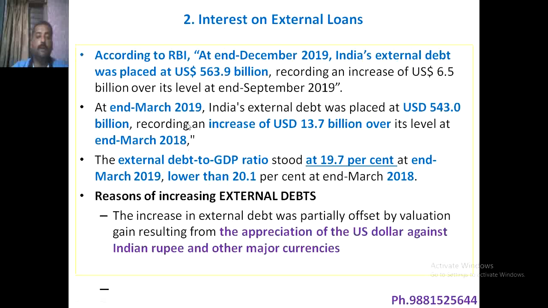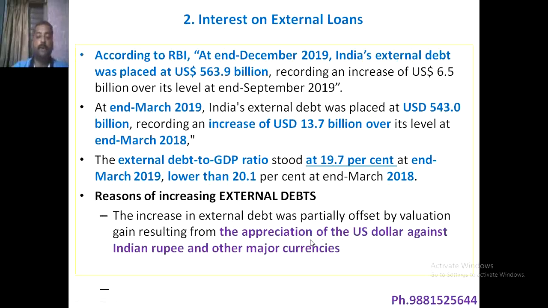Now we'll see why this external debt is increasing continuously. Following are some of the reasons I have mentioned. The increase in external debt was partially offset by valuation gains resulting from appreciation of the US dollar against the Indian rupee and major currencies. Now look, I am explaining why the external debt increases: because of the appreciation of the US dollar. Appreciation means an increase in the value of the US dollar with respect to the Indian rupee.